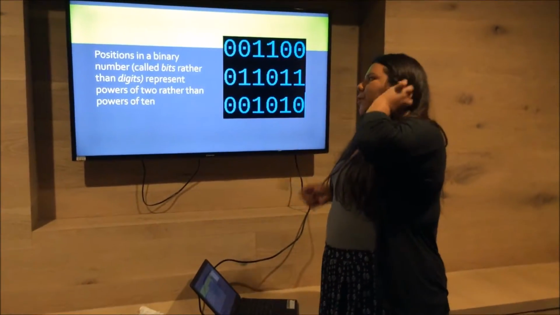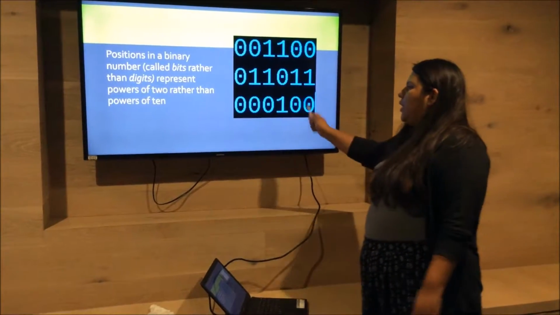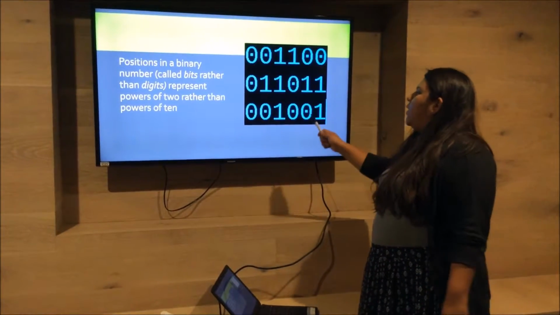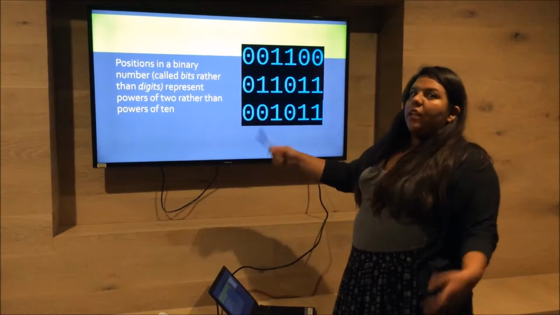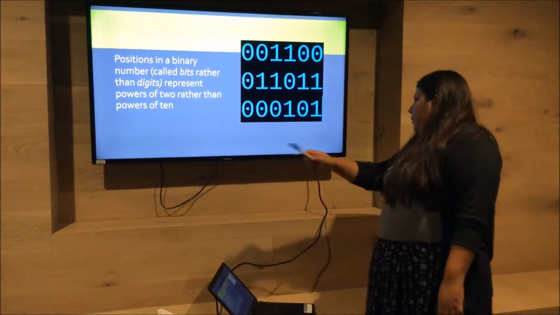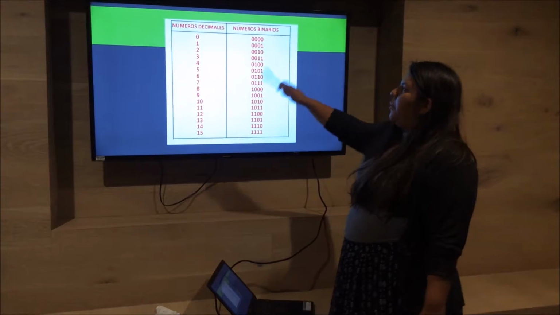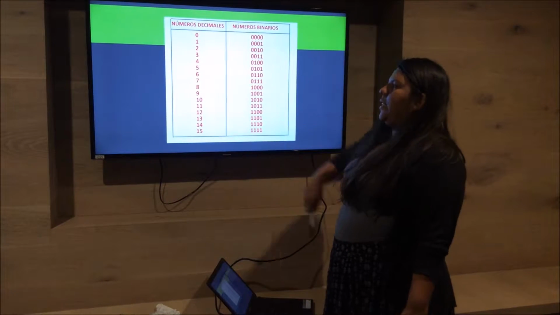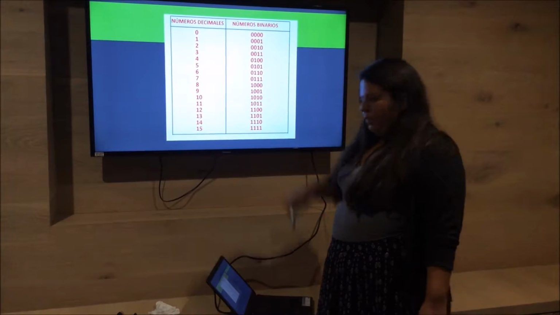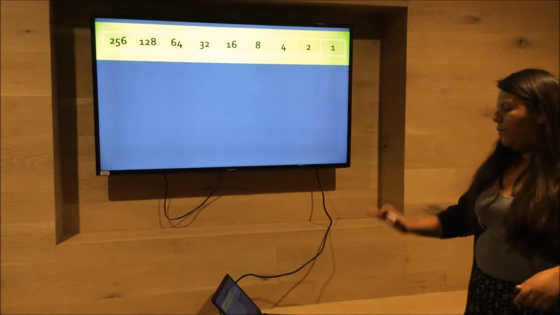This system is a positional system. That means that the real value of the number depends on the position. In this case, instead of being called digits, the positions in the number are called bits. This is a chart where we can find the basic numbers translated into binary. This is an example of how this system works.